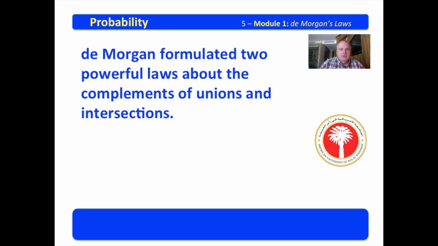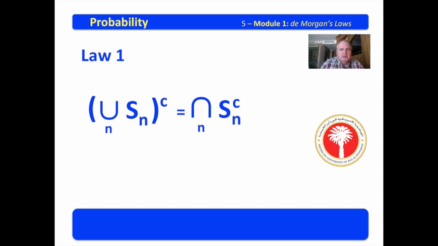So let's start out with De Morgan's law. De Morgan formulated 2 powerful laws about the complements of unions and intersections. Now, law, that means a rule that always works. A complement of a set is everything in the universe that is not in the set, and we're talking about the complements of the union of 2 or more sets or the complements of the intersection of 2 or more sets. Let's try this in symbols.